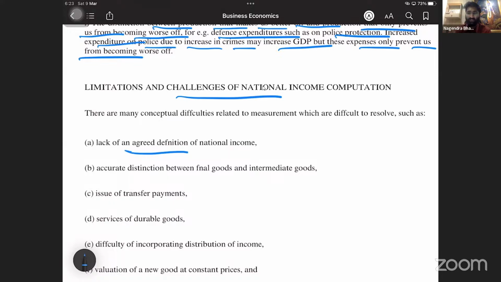How to calculate national income? There is no proper definition. There is the need for an accurate distinction between final goods and intermediate goods. What are final goods? What are intermediate goods?